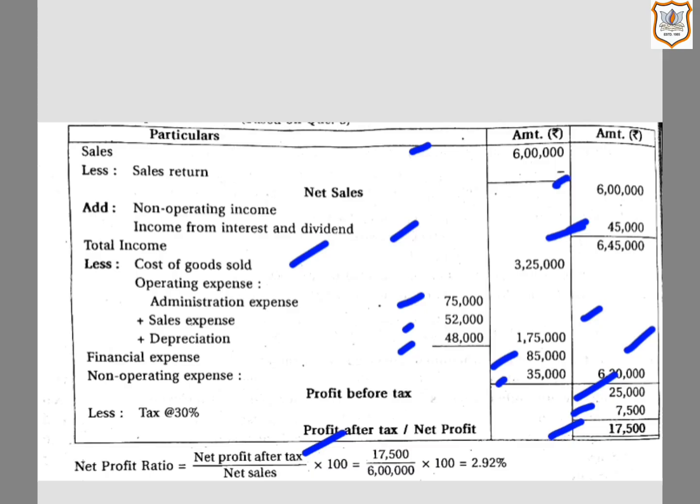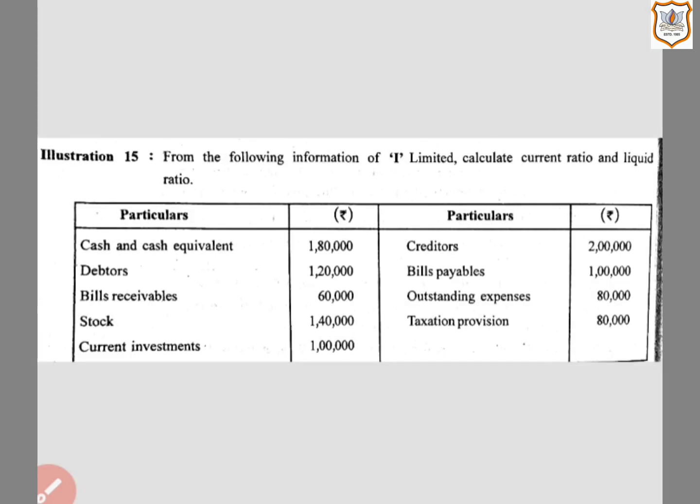Now we will apply these amounts in the formula. Here net profit after tax, that is 17,500 upon net sales, that is 6 lakh, multiplied by 100, that comes to 2.92%. Now let us see next sum. Here one thing you must remember, that net profit ratio indicates overall efficiency of the business. Higher the net profit ratio, better the business.